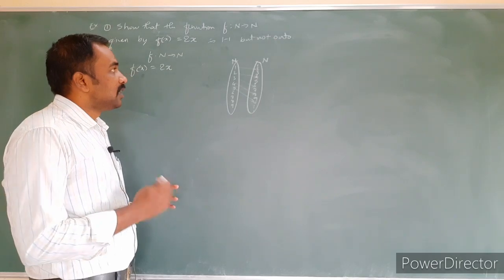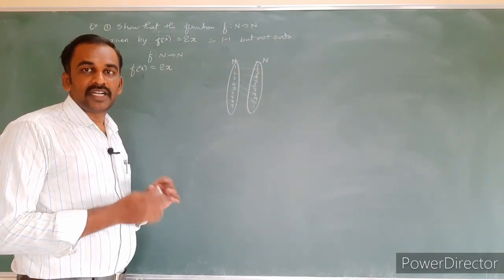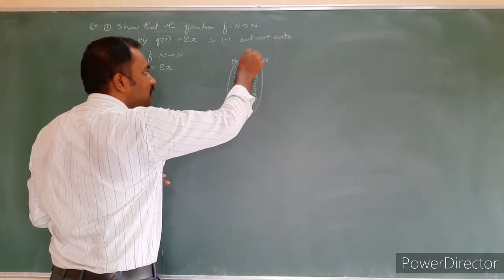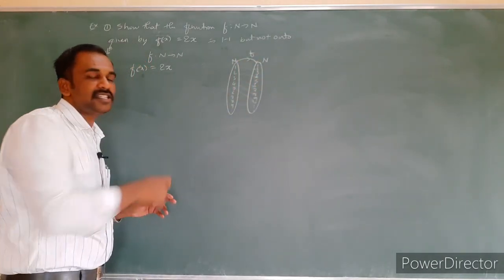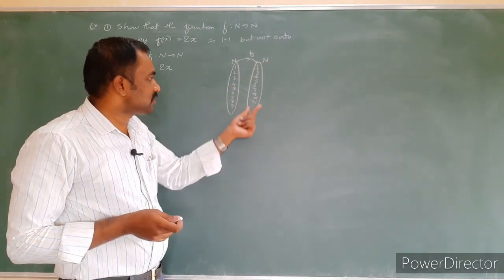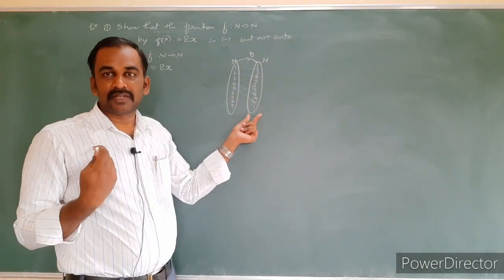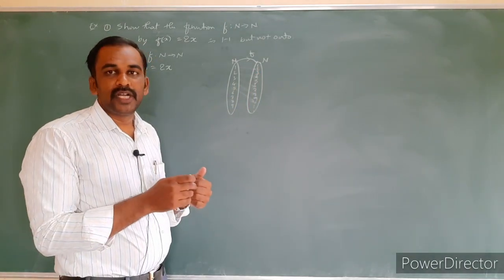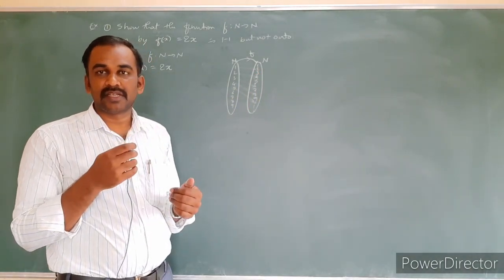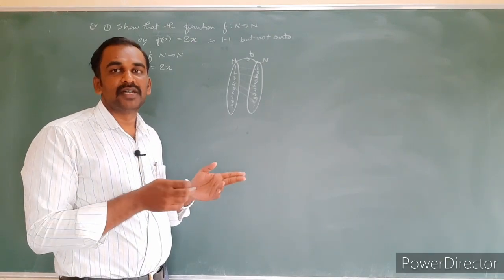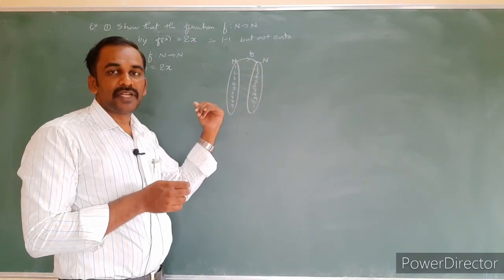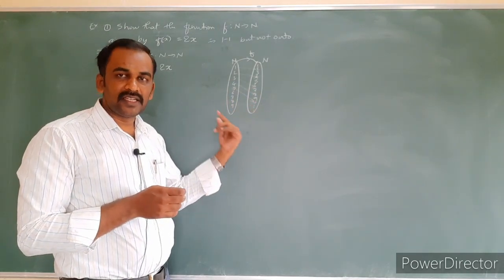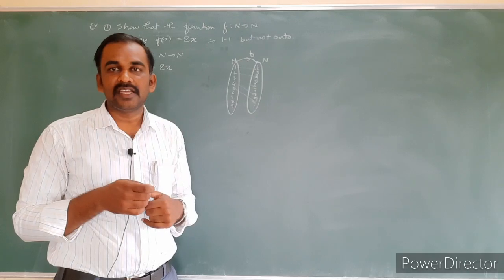Correct. Now check whether it is onto. What is the definition of onto? Every element of the codomain set has at least one pre-image. Check it: there are a few numbers which do not have any pre-images. What are those numbers? Odd numbers. 1 does not have any pre-image, 3 does not have any pre-image, and 5, 7, 9 and so on. Odd numbers do not have any pre-image.